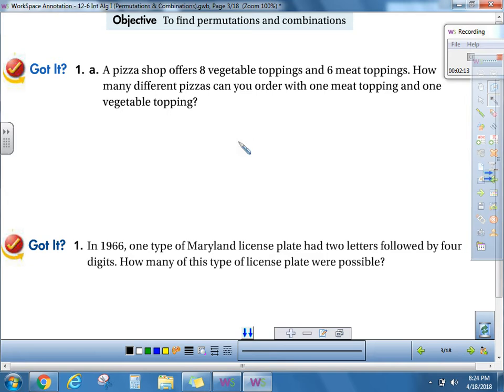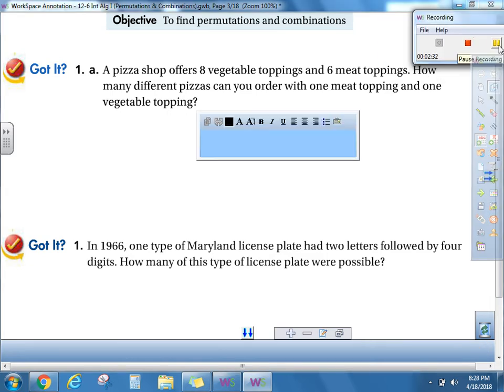So for this next one, we have a pizza shop, and they offer 8 vegetable toppings and 6 meat toppings. If we want to solve the problem, how many different pizzas can we order with 1 meat topping and 1 vegetable topping? What we could do here is 8 of the vegetable toppings times 6 of those meat toppings, and we could create 48 different combinations with 1 meat and 1 vegetable.